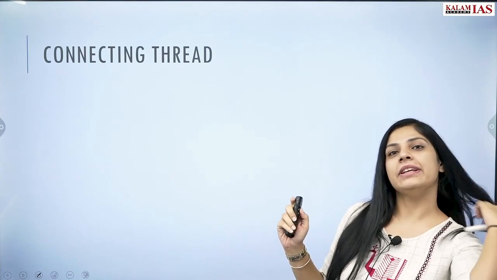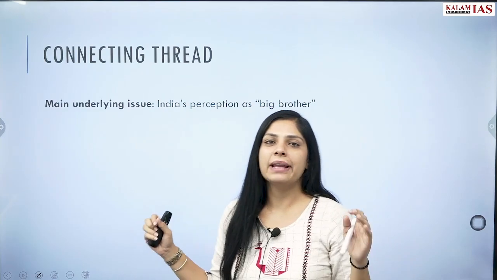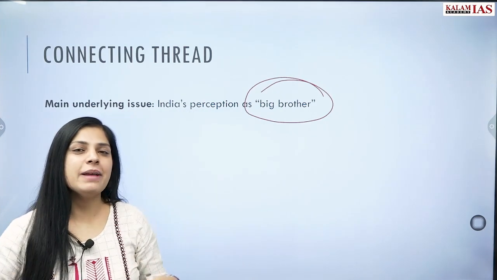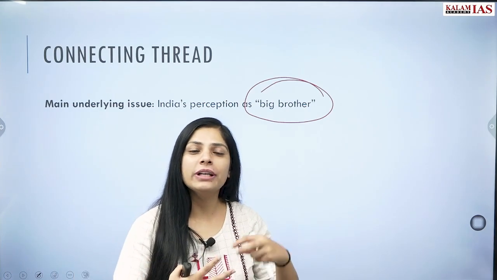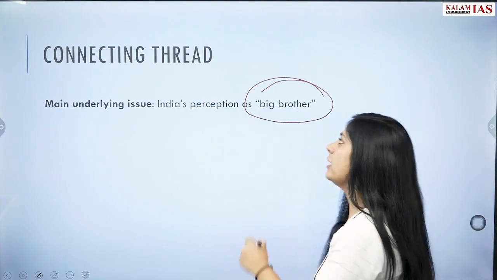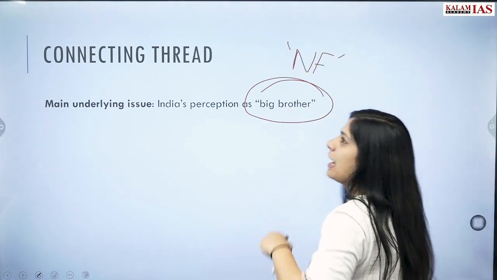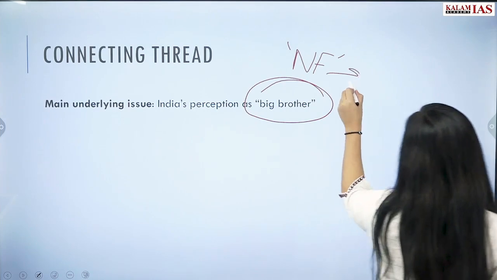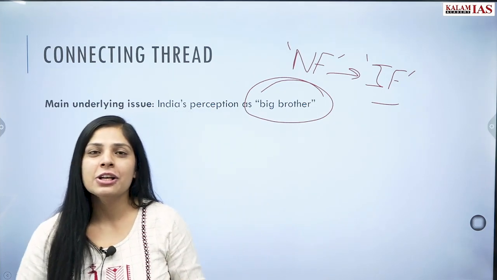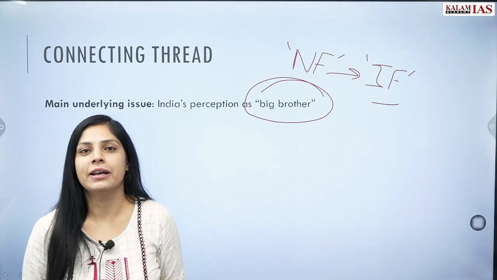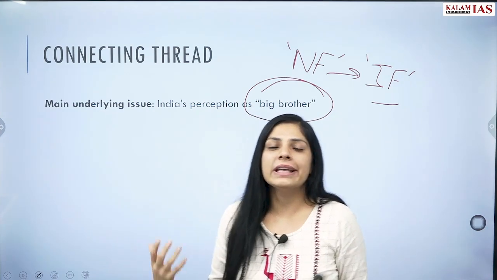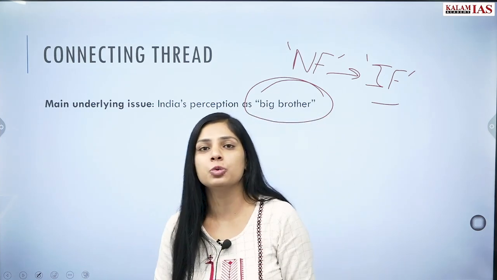The connecting thread, the main underlying issue, can be related to India's perception as big brother. इंडिया को हमेशा ऐसा बड़े भाई के तौर पे देखा गया है जो छोटे भाई के राज्यों में दखल अंदाजी करता है. While India wants to promote its policy of neighborhood first, other neighbors are perceiving a policy of India first. तो जहां भारत अपने दूसरे करीबी देशों को पहले रखना चाहता है, दूसरे देश उसे समझते हैं कि भारत खुद को पहले रख रहा है, जिस वजह से काफी प्रॉब्लम हो रही है, जिसमें हमारी पॉलिसी इनिशिएटिव्स they are not able to gain so much fruit as we want them to.